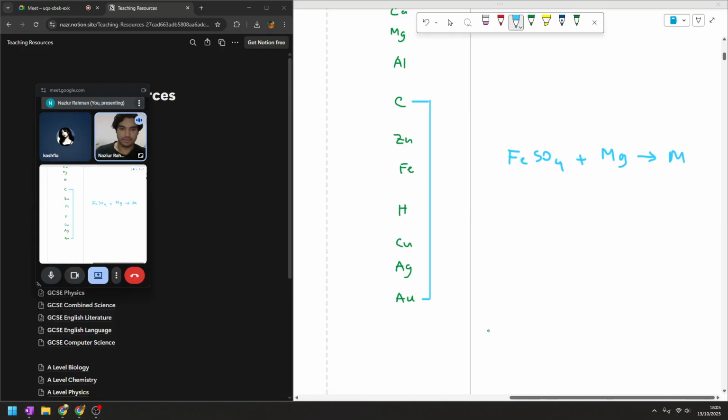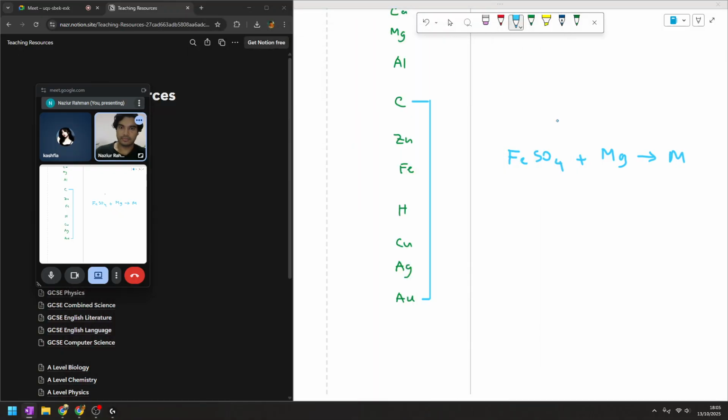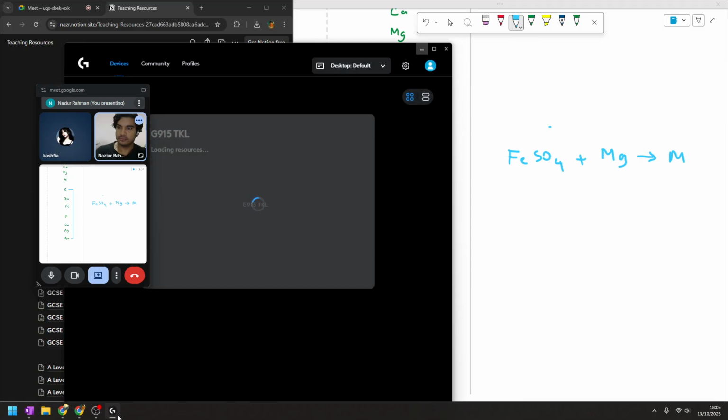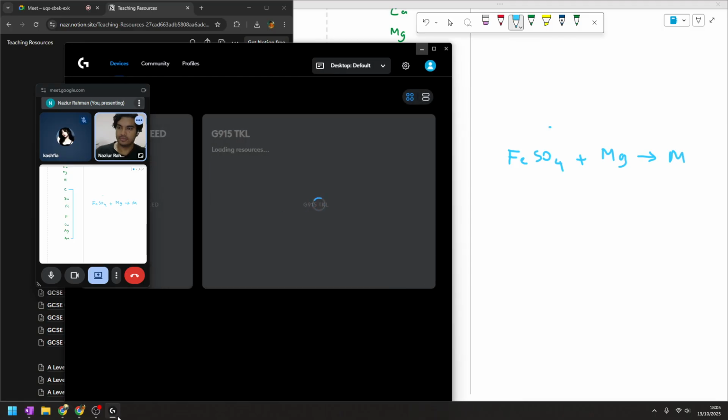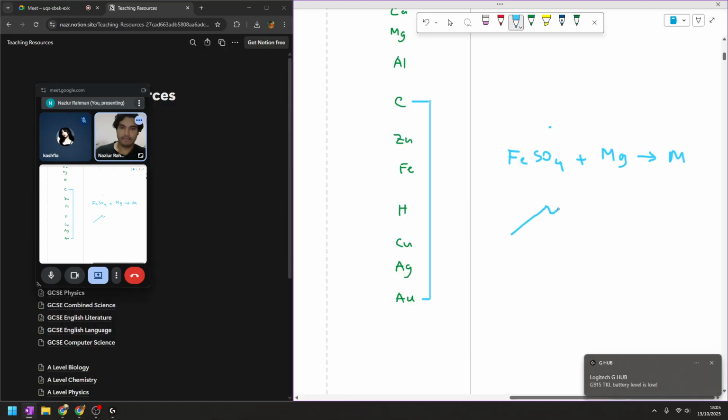Turn my mouse controls on so I can scroll sideways. Okay, well, it's not working for some reason. Anyway, let's just keep moving.